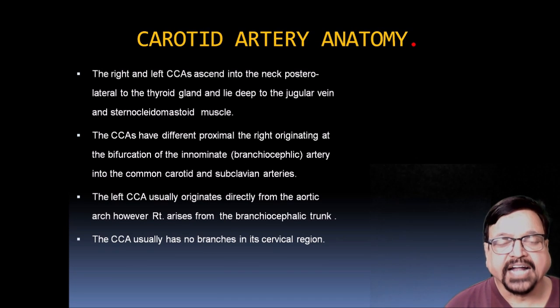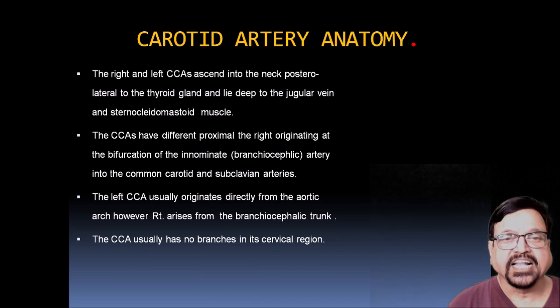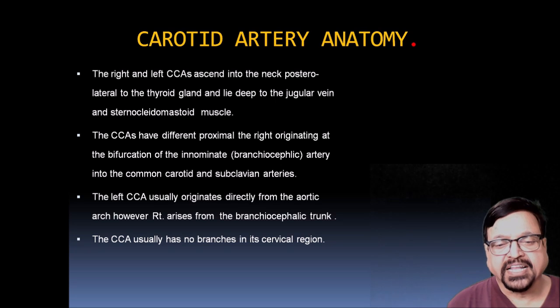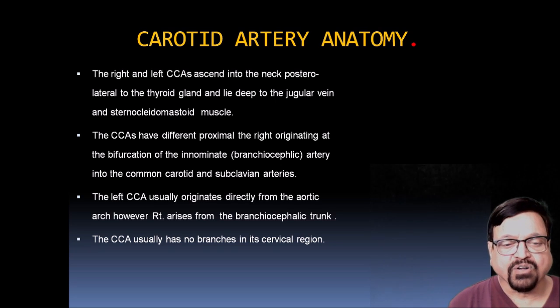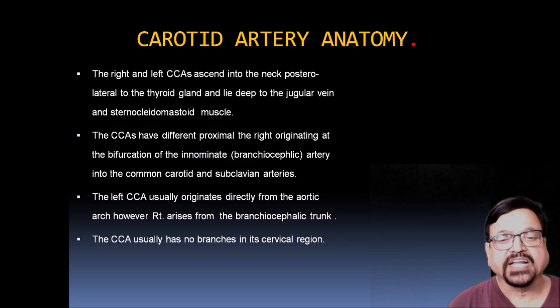Now the carotid artery anatomy is essential to be known before we go to the technique. The right and the left common carotid arteries ascend in the neck, posterior lateral to the thyroid gland, and lie deep to the jugular vein and sternocleidomastoid muscles. The common carotid arteries have different proximal origins: the right begins at the bifurcation of the innominate artery into the common carotid and a subclavian vein.